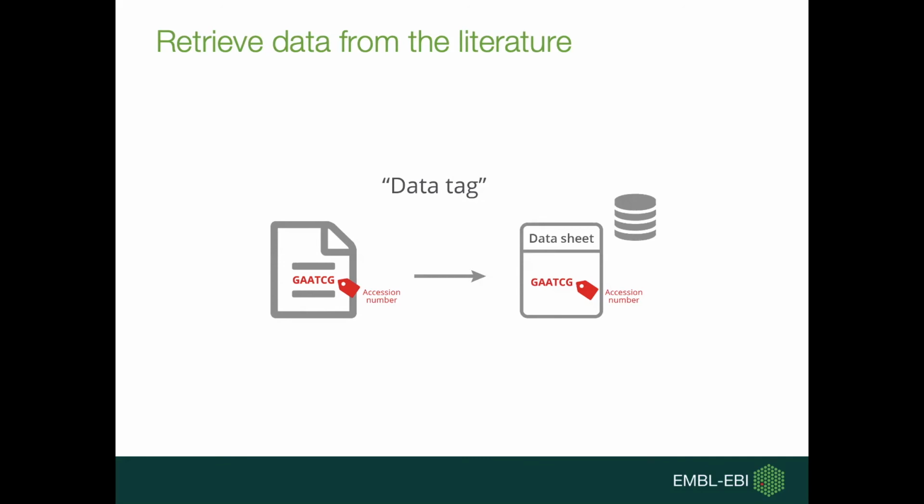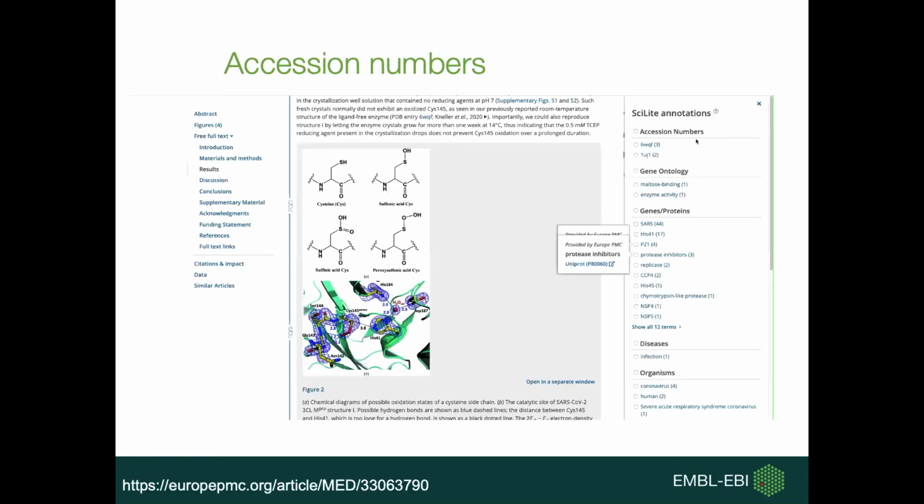Such identifiers are crucial, especially because proteins and genes names, they are often ambiguous. So accession numbers are yet another type of SciLite annotations. You can also highlight the accession numbers on the text.